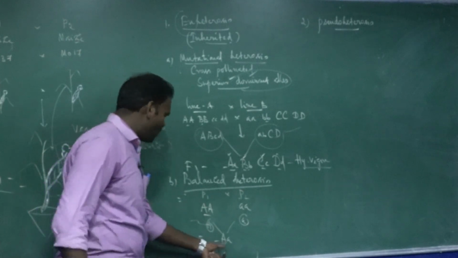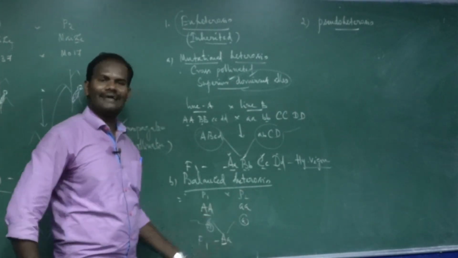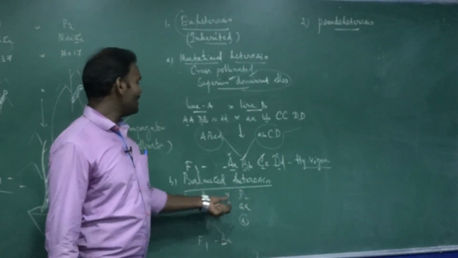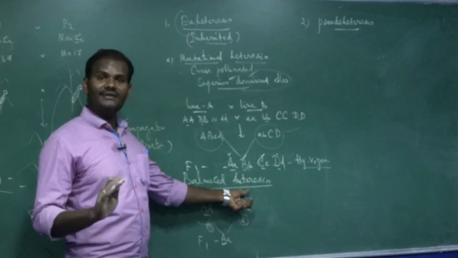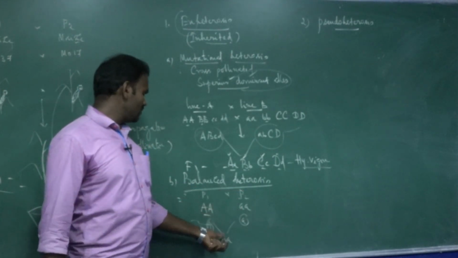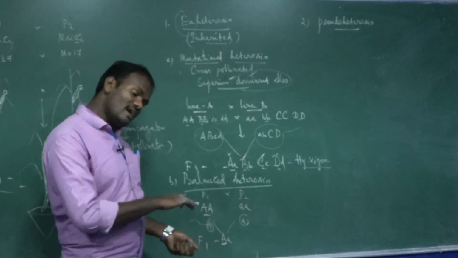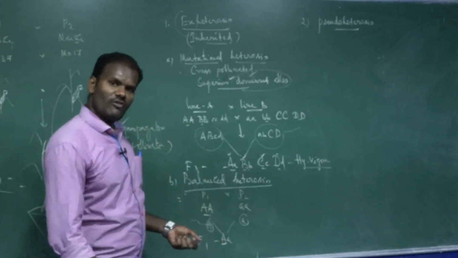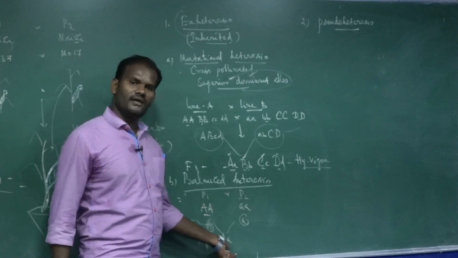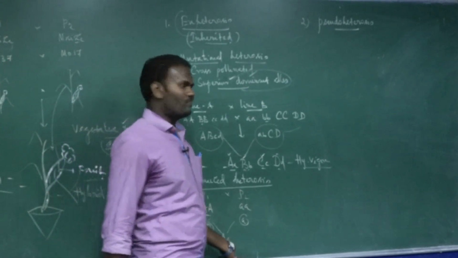Due to the presence of dominant alleles, it is superior to the parent. So these are called balanced heterosis. In balanced heterosis, the crops play an important role. They are well adapted to natural and normal conditions and are also useful for agricultural purposes.